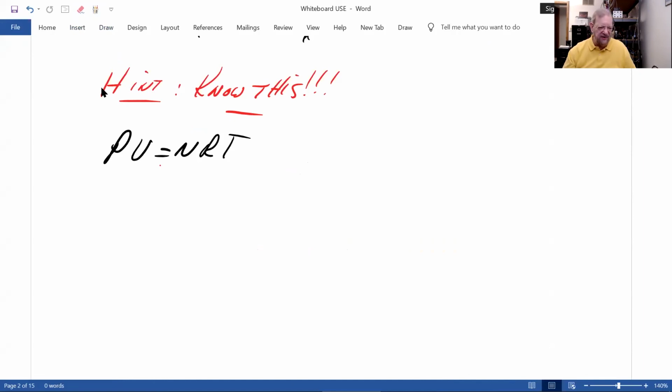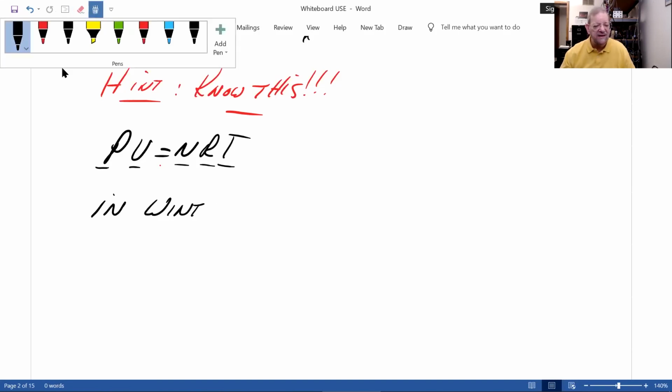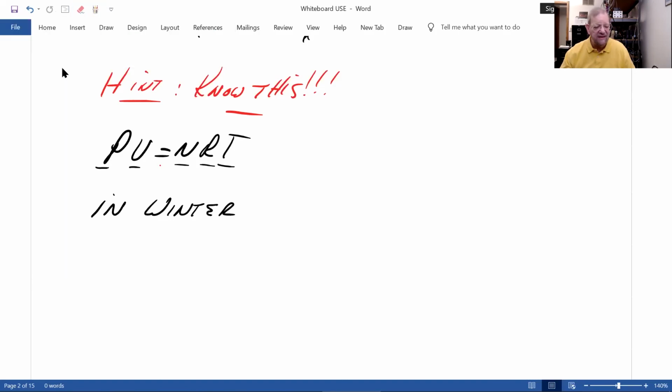PV equal nRT. Remember, P is pressure, V is volume, n is the number of moles, R is the universal gas constant, and T is the temperature. Well, in winter, what happens? The temperature gets cold, it goes way down.